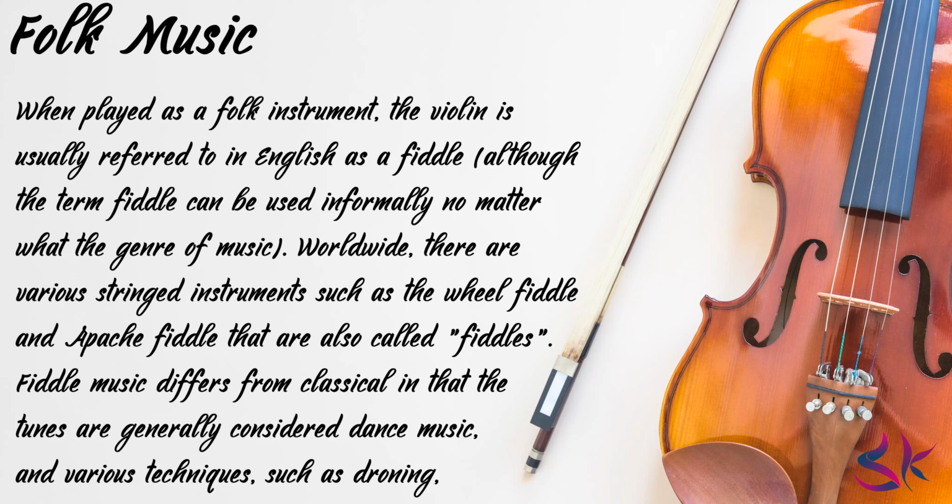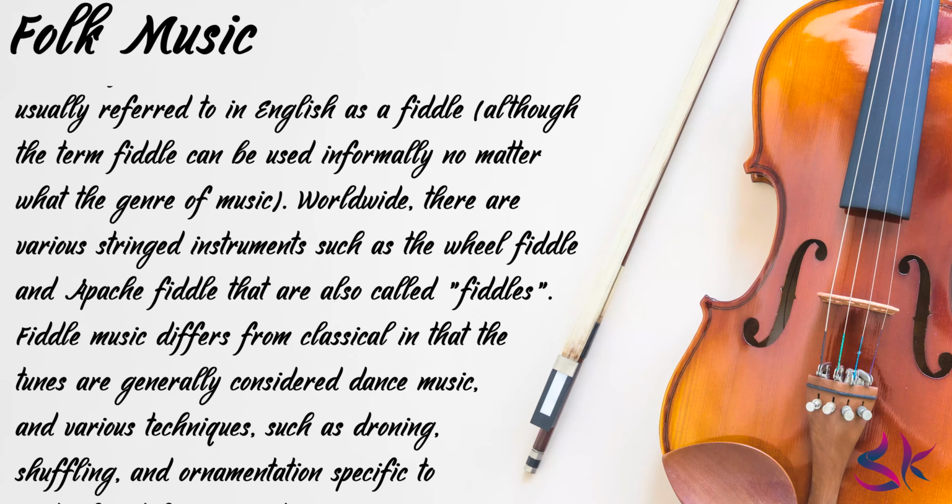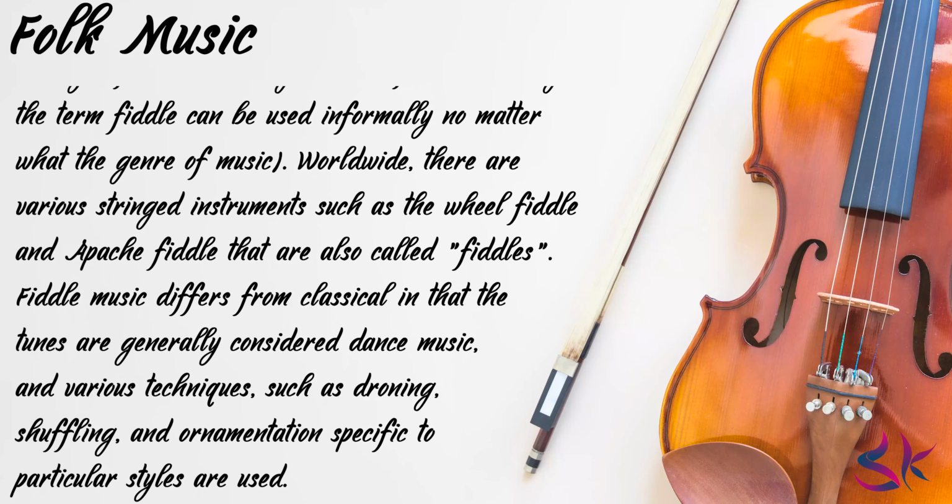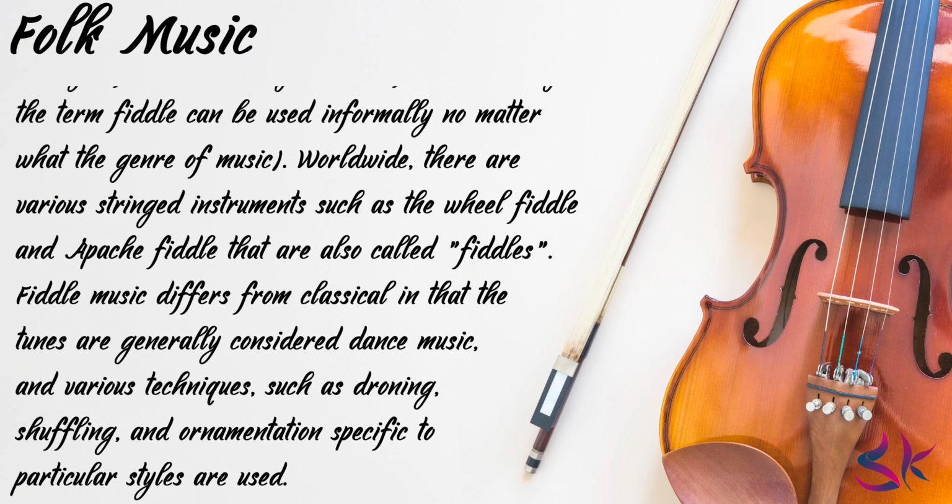When played as a folk instrument, the violin is usually referred to in English as a fiddle, although the term fiddle can be used informally no matter what the genre of music. Worldwide, there are various stringed instruments such as the wheel fiddle and Apache fiddle that are also called fiddles. Fiddle music differs from classical in that the tunes are generally considered dance music and various techniques such as droning, shuffling, and ornamentation specific to particular styles are used.